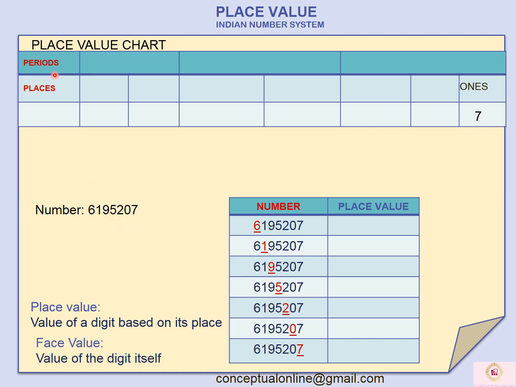Now, in the place value chart, we have the place name and the digit. The digits are written from right to left in the increasing order of their places. First we have ones place, then we have tens place. So the rightmost digit 7 will come at the right end, then comes 0. The next position is occupied by 0 in the tens place. We have shifted 10 times from ones to tens. 1 into 10 is tens. Then 10 into 10 is hundreds. Then hundreds into 10 is thousands.